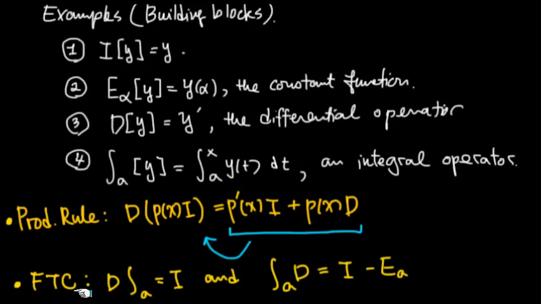And the fundamental theorem of calculus says that if you do the integral first and the differential later, it's the identity operator. But if you do the differential operator first and the integral operator later, it's close to identity, but not exactly: it's identity minus this evaluation operator.